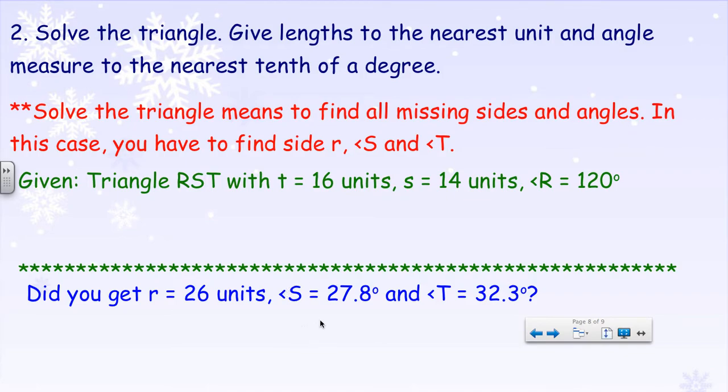Okay? Remember, if at any point in time you find that you can use the law of sines, by all means do that. Otherwise, sticking with the law of cosines always works as well. So have fun doing these.